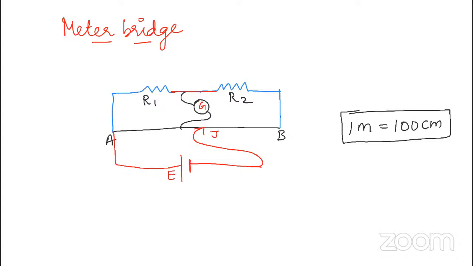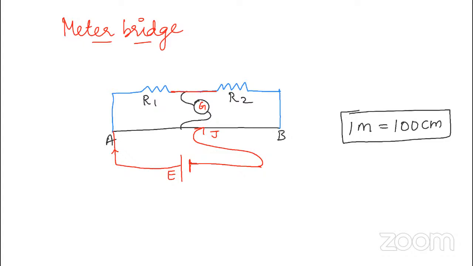So now when we switch on this cell, the current will pass through the wire. As it passes through the wire, the current will move through the wire from the end A to B. When it moves from A to B, at one particular point the galvanometer shows that the two resistances are balanced. When the two resistances are balanced, we can expect deflections in the galvanometer.